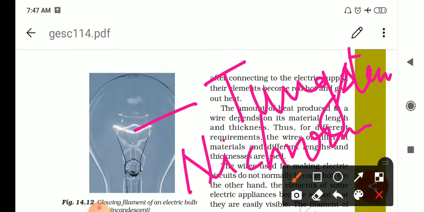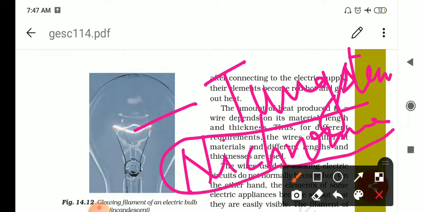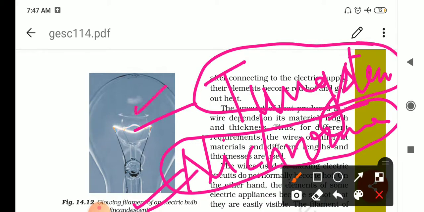Sometimes questions come that in a heater, for the heating purpose, the metal used is nichrome, and for the light purpose, a bulb is for light, so tungsten is used. It will also create heat, but more light and less heat. But in nichrome, what will happen? It will create more heat, right.